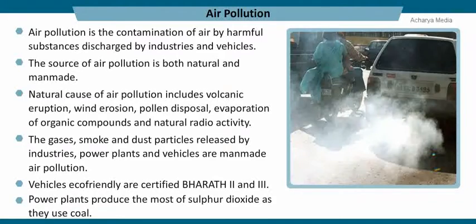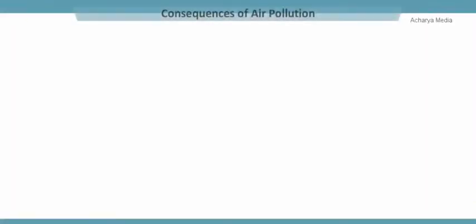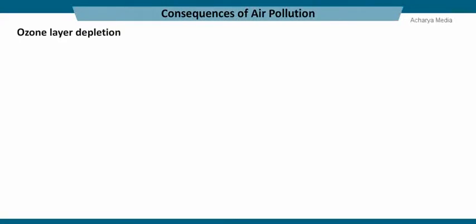Power plants produce most of the sulfur dioxide as they use coal. About 50% of the nitrogen oxide is produced by automobiles. India is the fifth largest carbon-emitting country in the world. Consequences of air pollution. Ozone layer depletion.